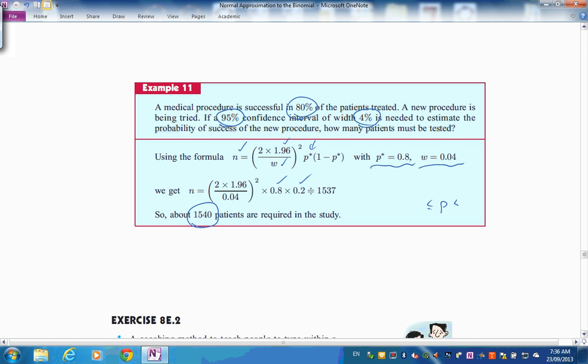We'll come up with something like this, 0.78 to 0.82. That's what we mean. We need it tight, 78% to 82%, a 4% width. So that's why we have to speak to so many people or test so many cases. Have you got the hang of that? It's just a spin on the same idea, the properties of the normal distribution.